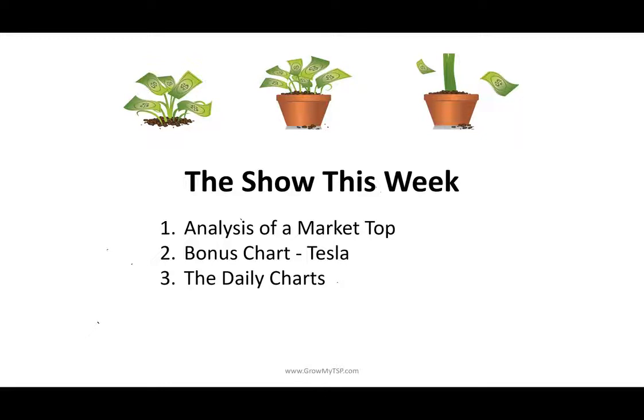It's similar kind of to Grayscale, which was the Bitcoin trust that we looked at last week. I did a very similar kind of analysis with Tesla that I did with Grayscale last week. So I have both of those charts that we'll put up so you can see kind of the difference. And then we'll go through the daily TSP 6-month daily charts.